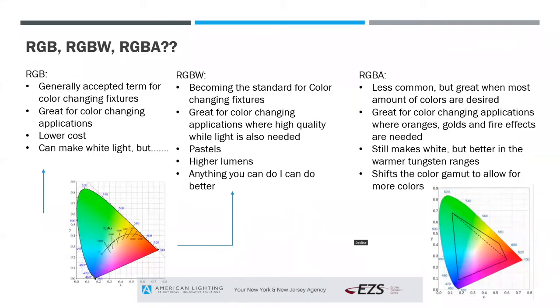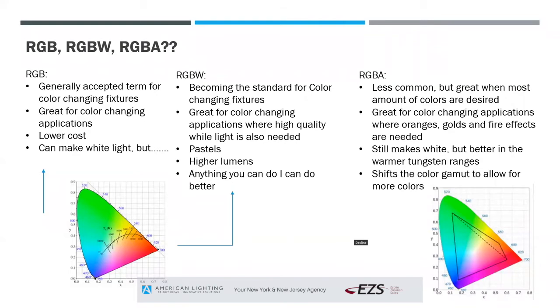So RGB, RGBW, RGBA, what are they? When do we use them? RGB is kind of what we started with, right? When we talk about color changing, we generally, as a generic term, say RGB, red, green, blue, and it's pretty commonly accepted for color changing fixtures. It's great for color changing applications. It'll do pretty much everything we want it to do for the most part. Generally speaking, you'll have a lower cost when compared with RGBW and RGBA. The fixture itself potentially is going to be less expensive. And again, we're not adding as many DMX channels, so my control system may be a little bit less expensive.